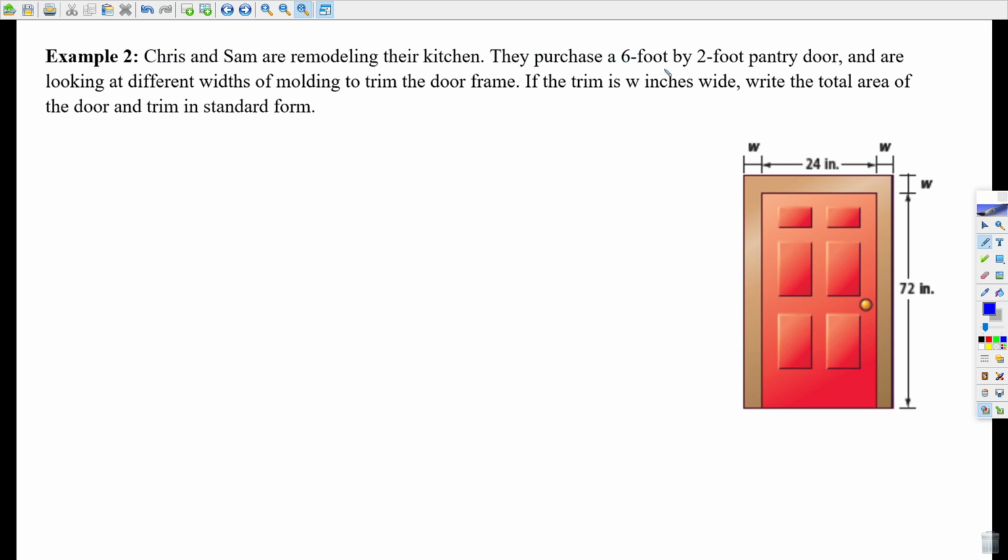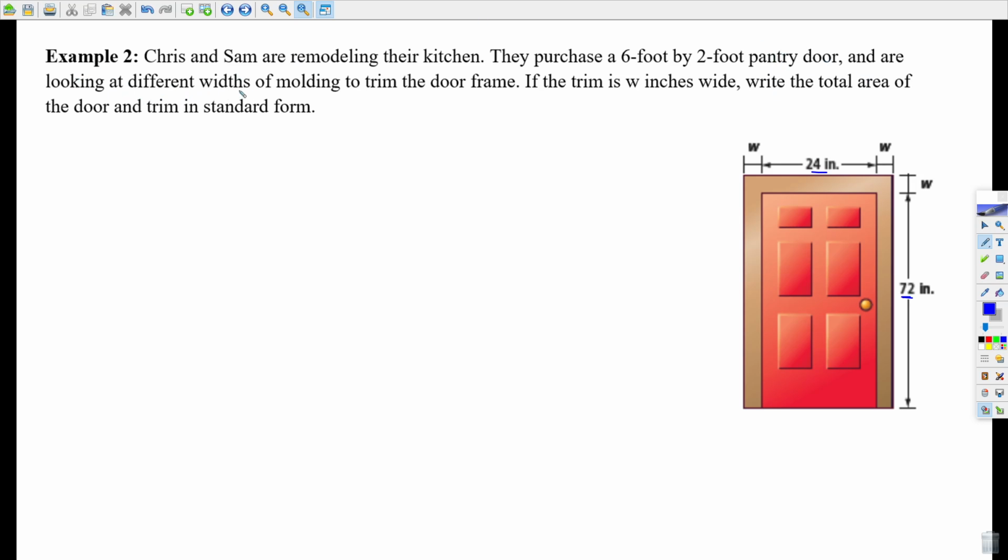They purchase a 6-foot by 2-foot pantry door. So here's a door in red. So it's 6 feet by 2 feet. And here they're actually representing this in inches. So it's 24 inches wide here. And then the height is 72, because that must be 6 feet, right? 6 times 12 is 72.